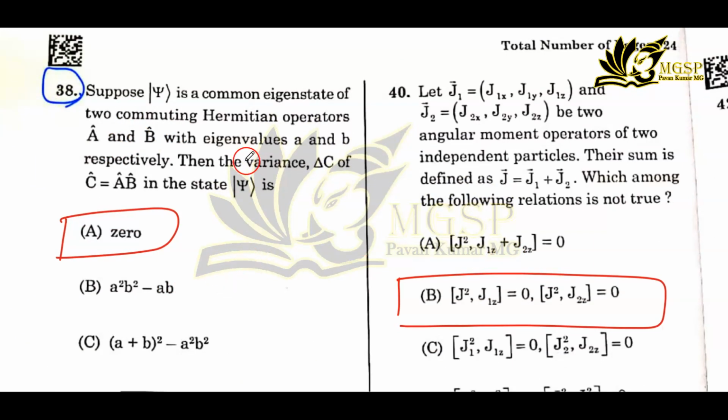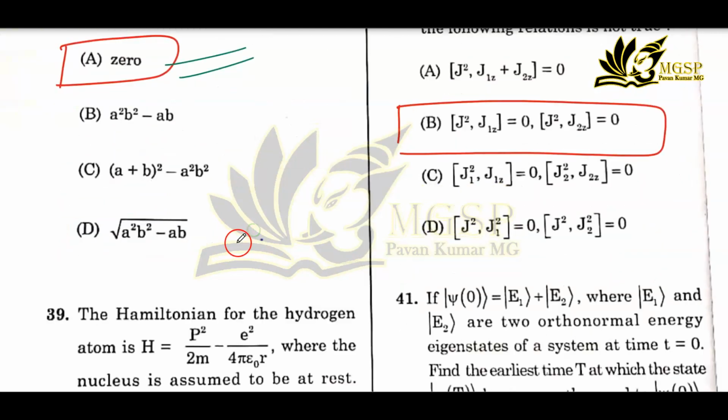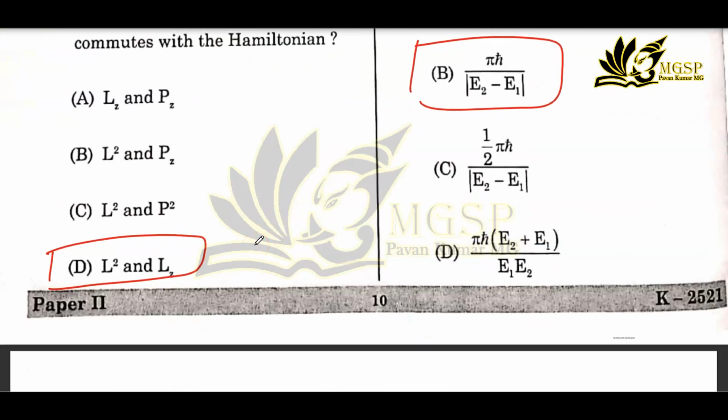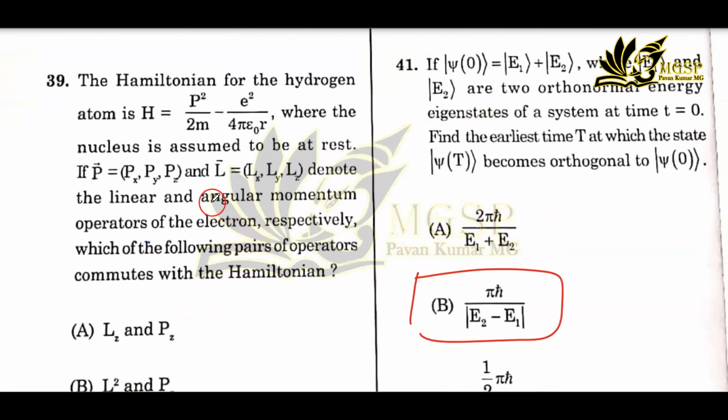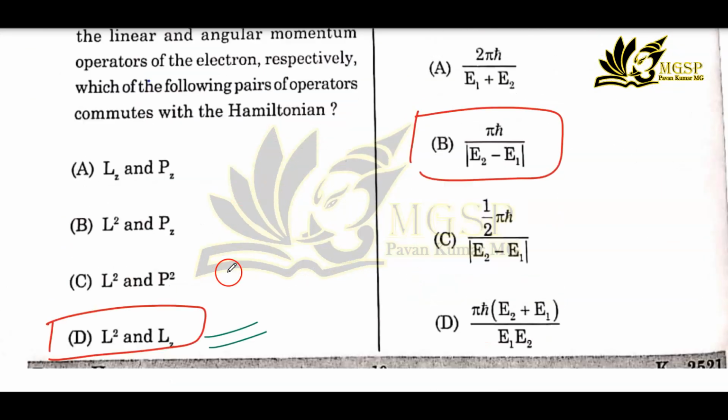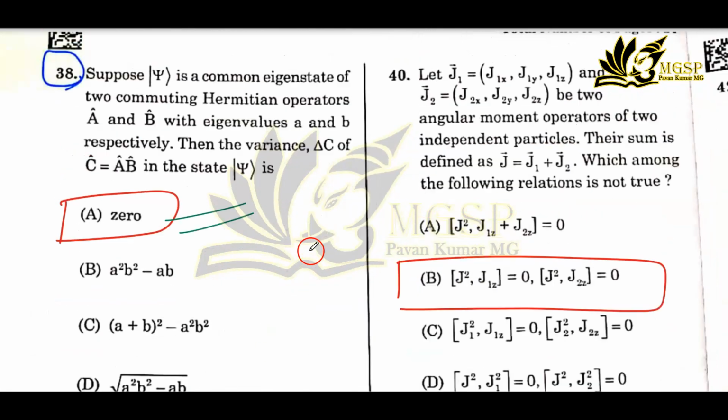Next, suppose psi is a common eigenstate of two commuting Hermitian operators A and B with eigenvalues a and b respectively. So we got the same answer, 0. Next, this was also the same. What is this? Hamiltonian of a hydrogen atom. Yeah, this was also the same.